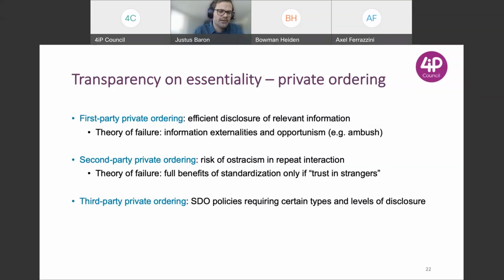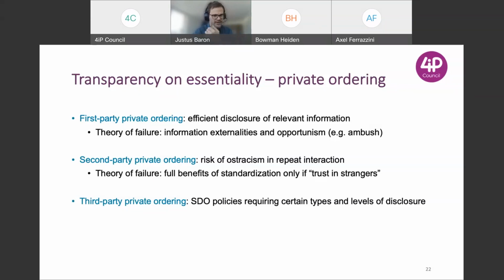And then in order to correct these insufficiencies in first-party private ordering, we can think of potent second-party private ordering mechanisms, in particular when dealing with opportunistic behavior. So companies that have been found to abuse the lack of transparency that they have created through their own action might see repercussions from that behavior. In particular, they might see that it's becoming more difficult for them to collaborate with other companies or to build other types of commercial relationships.